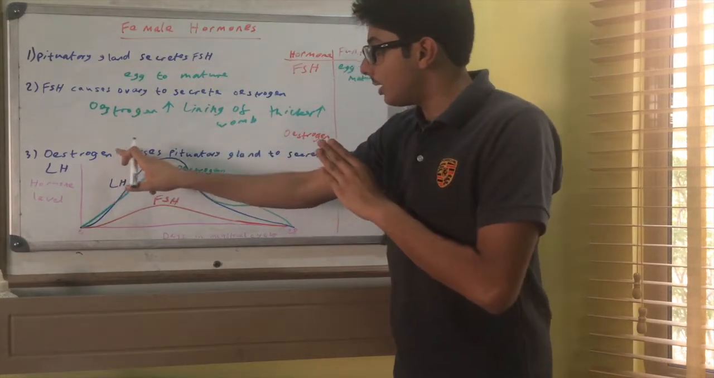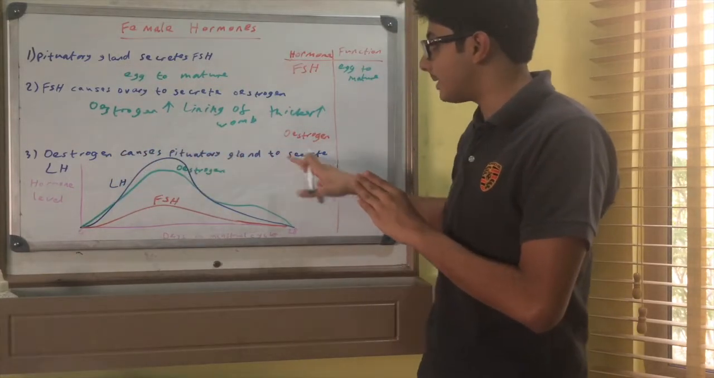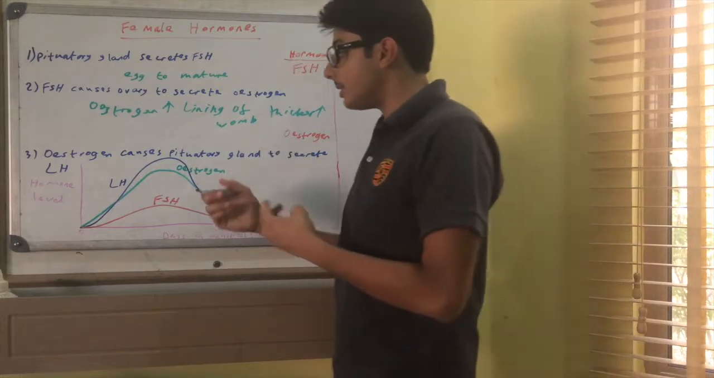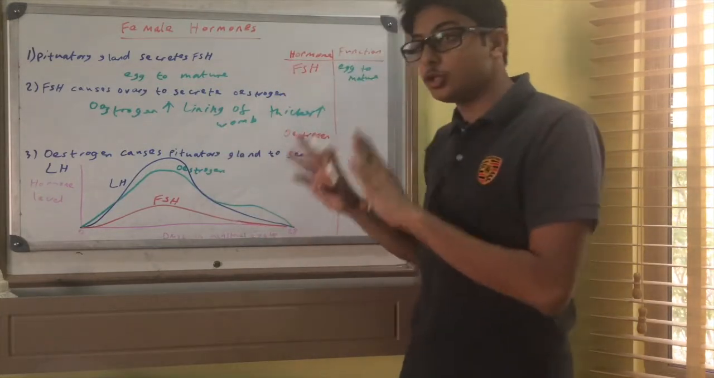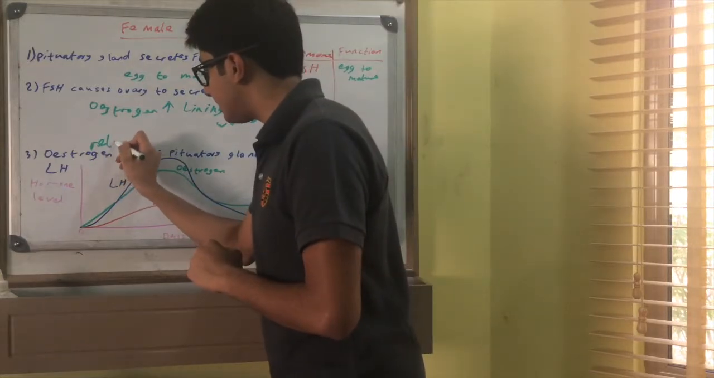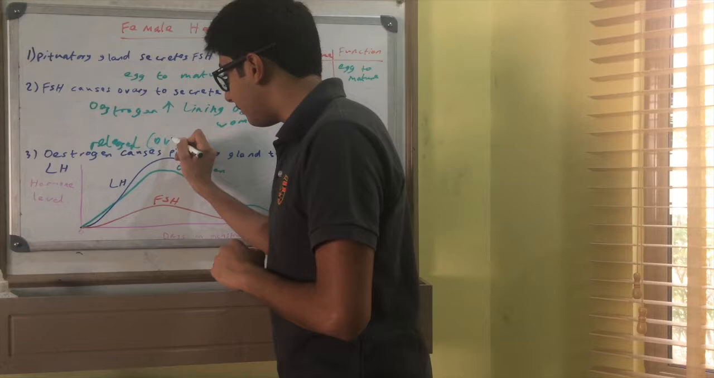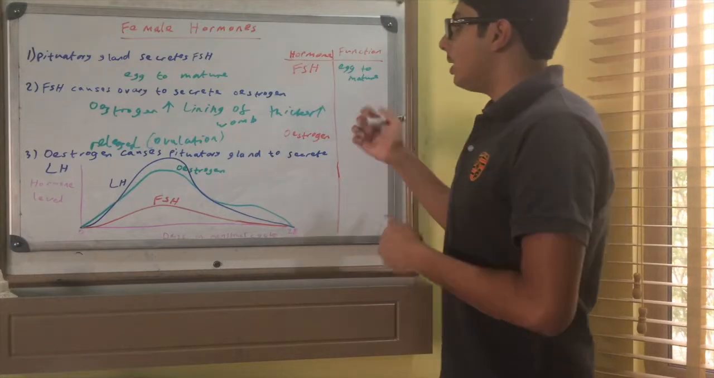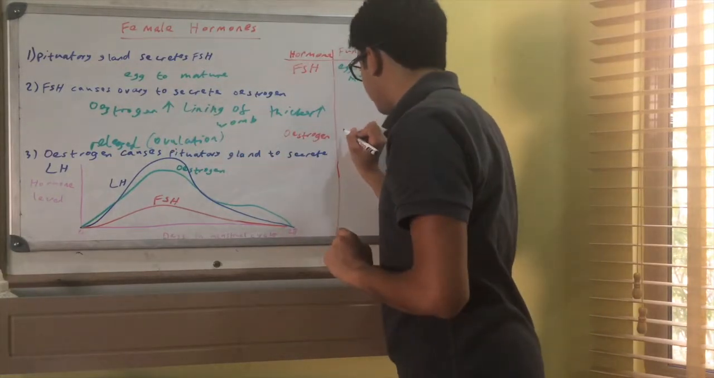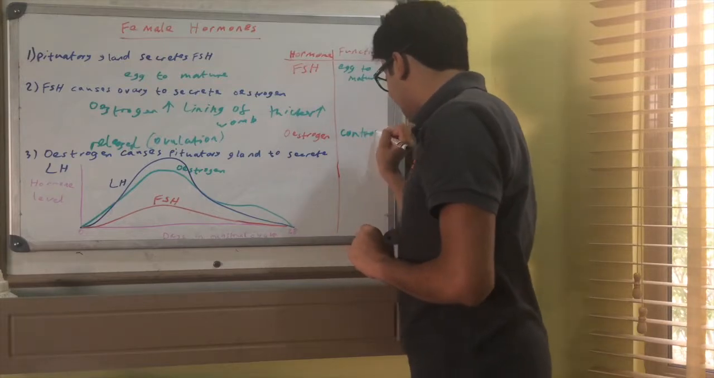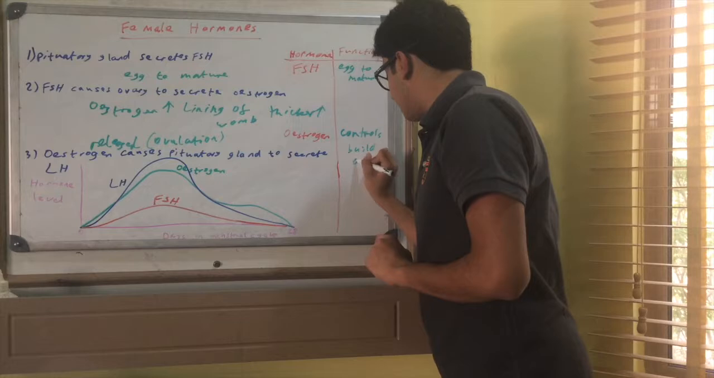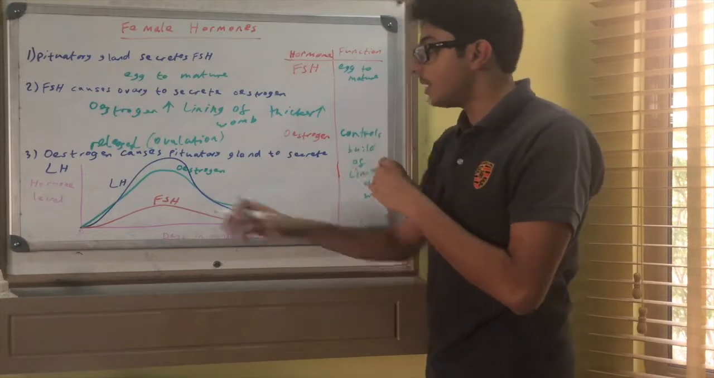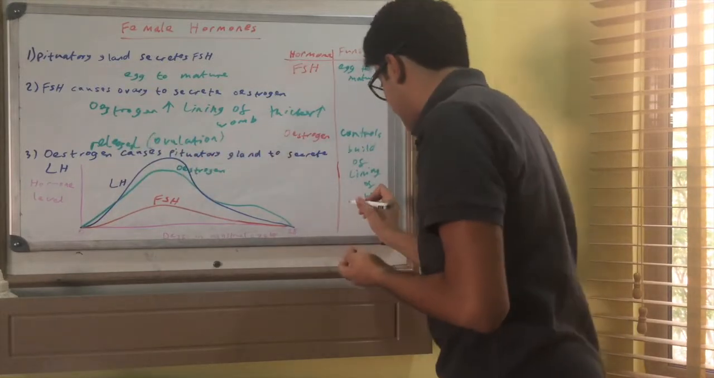And then the estrogen causes the pituitary gland to secrete LH. And because the LH has now been secreted, it causes the egg in the ovary that has now matured to be released. And this is called ovulation, the release of a mature egg from the ovary. So we know that what estrogen does, it makes the lining of the womb thicker, controls the buildup of the lining of the womb. It also allows ovulation, allows a mature egg to be released.